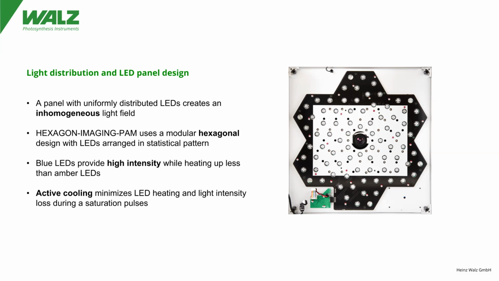It uses a deliberately non-homogeneous distribution of blue LEDs. In particular, the LEDs are arranged in a statistical pattern so that their light cones overlap as evenly as possible. The HEXAGON-IMAGING-PAM uses blue LEDs, which provide a high output. These LEDs give a strong signal, which lets us detect chlorophyll fluorescence very sensitively. Additionally, the HEXAGON-IMAGING-PAM uses fans for active cooling, which helps minimize the effects of heating.